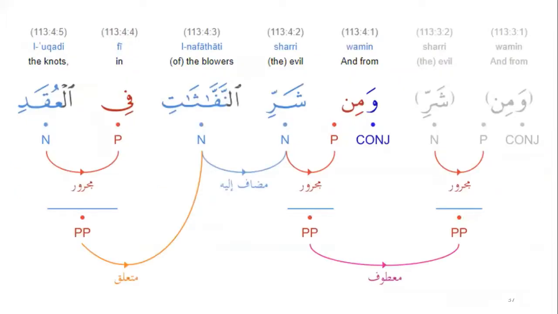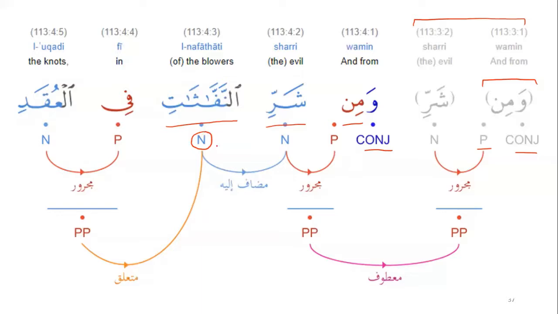And finally, the next ayah, which is وَمِن شَرِّ النَّفَّاثَاتِ فِي الْعُقَدِ. And again, wa is used as a conjunction, and min is a preposition. وَمِن شَرِّ is from the previous sentences. Min is a preposition, sharri a noun, nafasat. So this is a new word over here and is a noun.